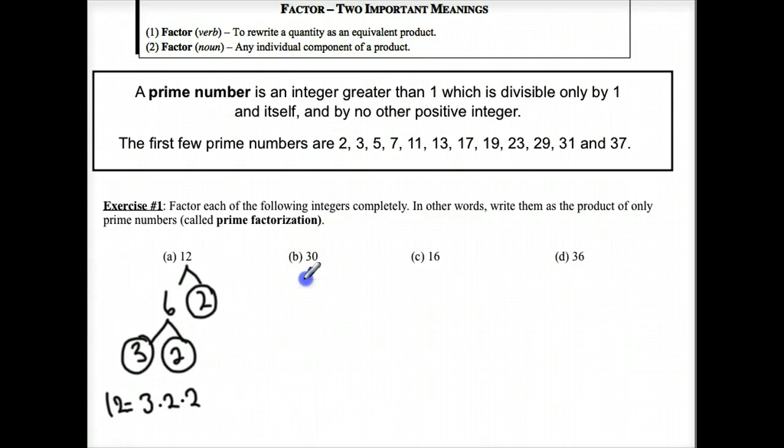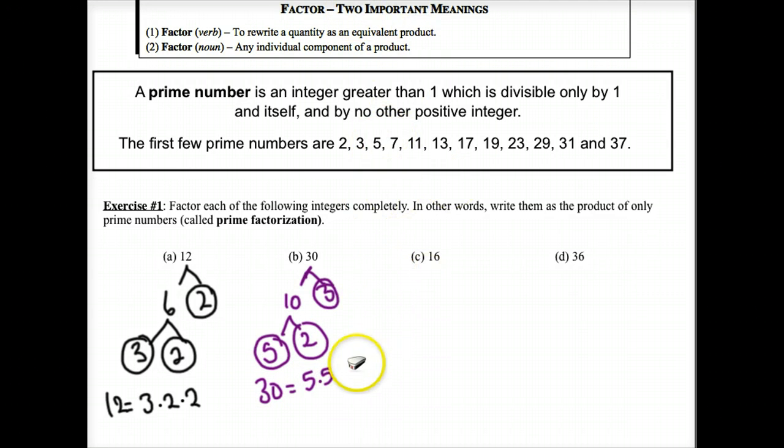So let's do 30. And remember, there's a lot of different ways. Like you can do 10 times 3. You can do 6 times 5. It's up to however you want to do it. You'll get the same answer. So 10 times 3, 3 is prime. 10 can be broken down as 5 times 2. So 30 is the same as 5 times 3 times 2.